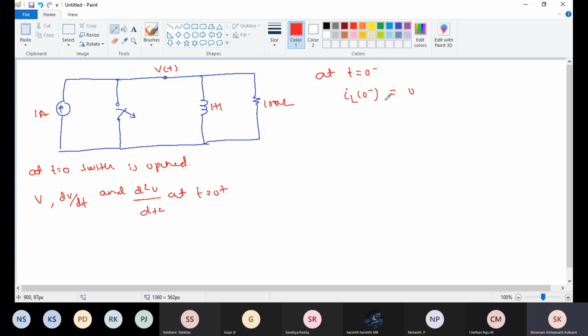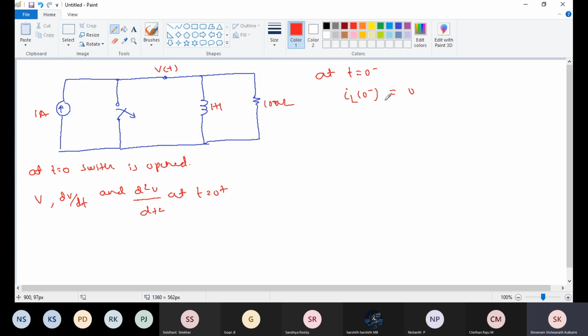At t equal to 0, the switch is open. Calculate dv/dt and d²v/dt² at t equals 0 plus. The initial current flowing through the inductor, that is IL(0 minus), is 0. There is no initial current flowing through the inductor just before the switch opened, so we are assuming IL(0 minus) equals 0.